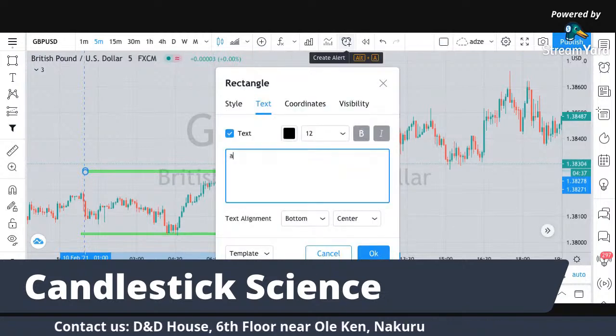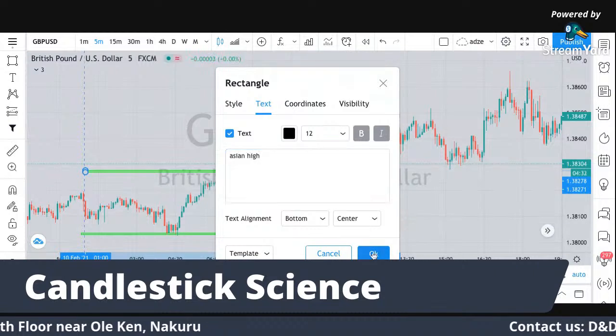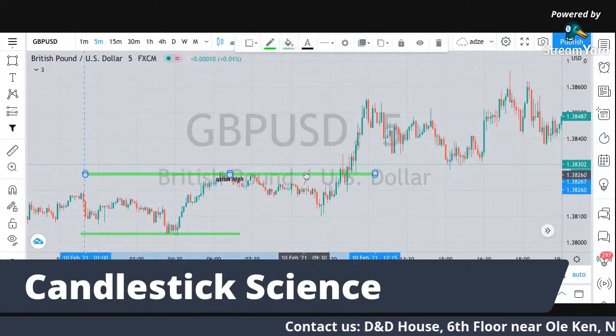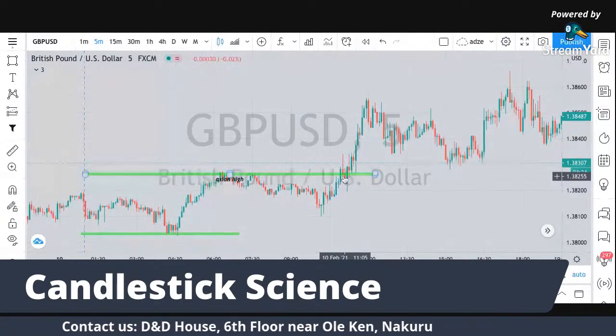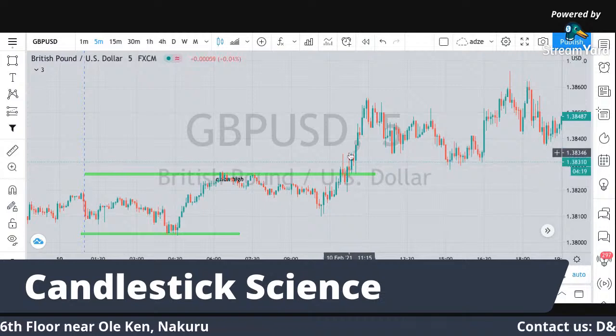Asian high. So the Asian high was broken by this candle. 1, 2, boom. And then there was a retest. And then this bullish candle broke it again.